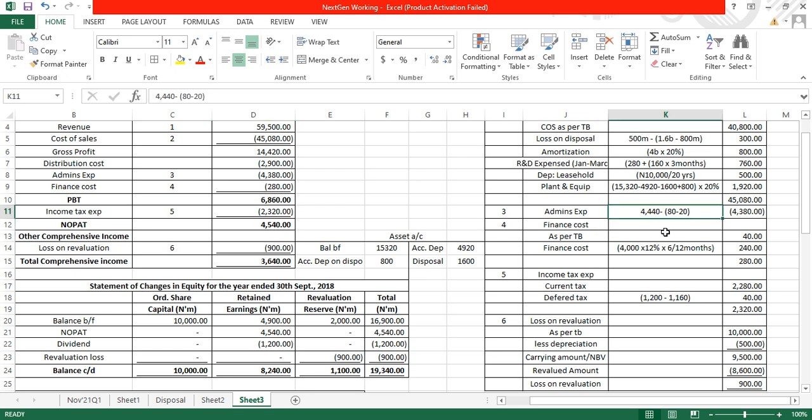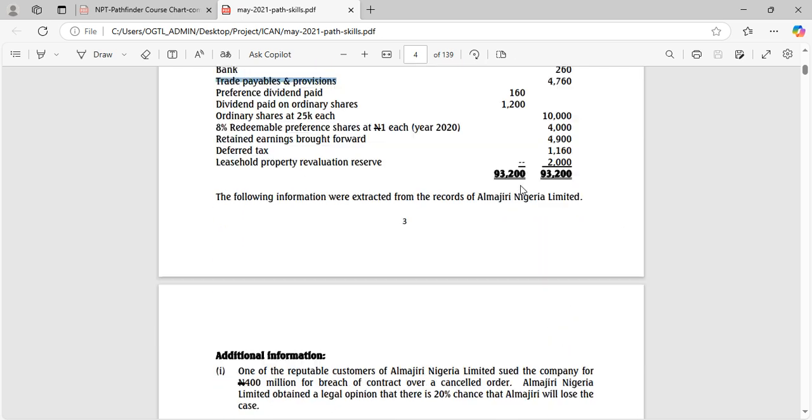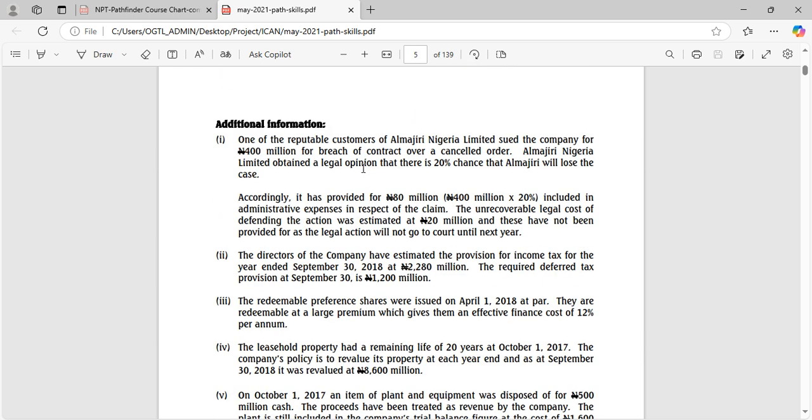Here, in our admin expenses, additional information 1, where we have a contingent liability, and we made a contingent provision. We made a provision of 80 million as our liability. You can see my screen, everyone, right? So we made a contingent provision of 80. What happened to it? We reduced it, did we not? Yes, we did.